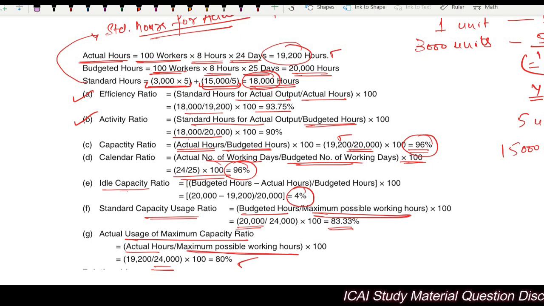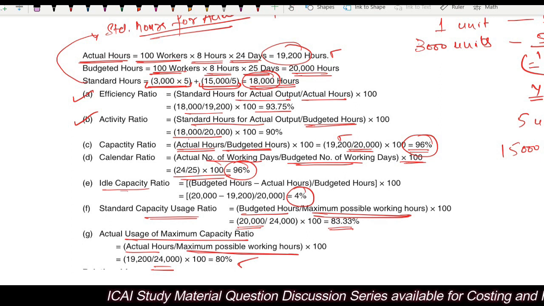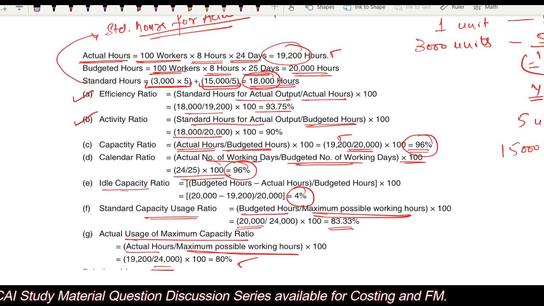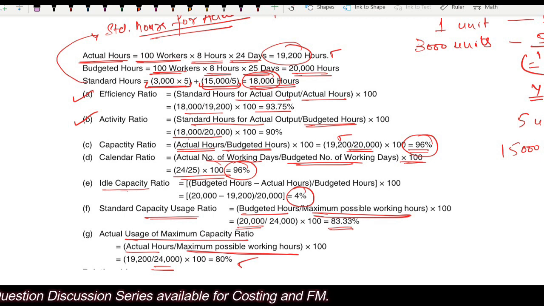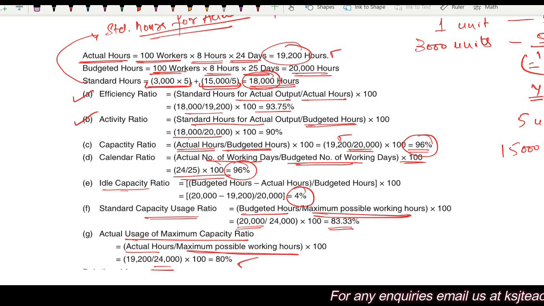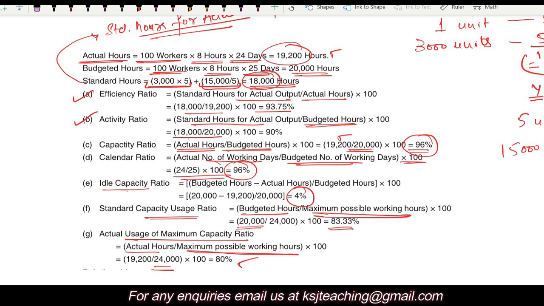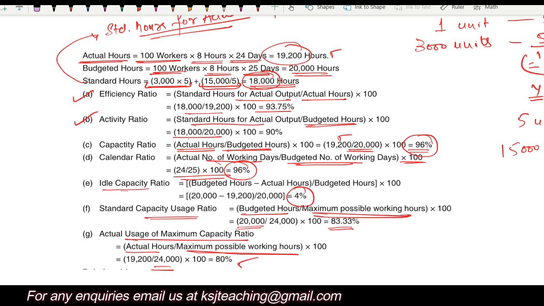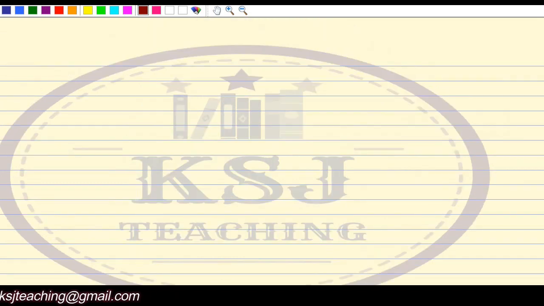Basically, you need three things in the ratio. The first thing that you need is the actual hours, right? The second thing that you need is the budgeted hours. That means what you originally planned for. The third thing that you need is the standard hours for actual output, right? Standard hours for actual output. Clear? So with this, the chapter of budgetary control is over from my side.